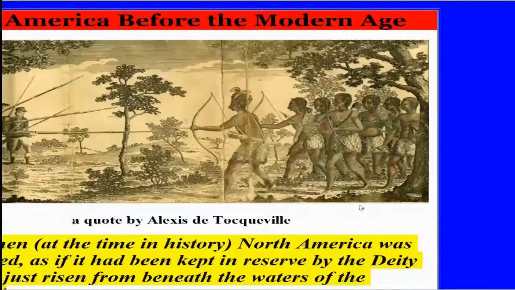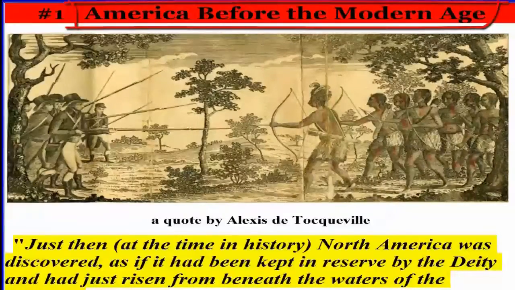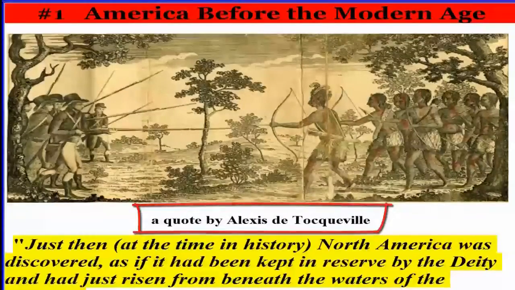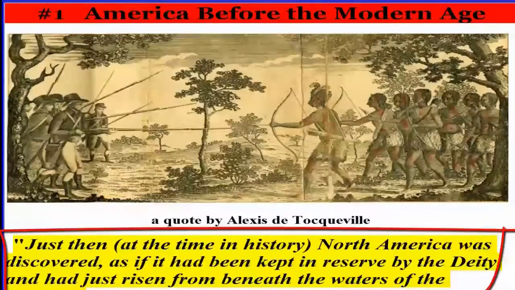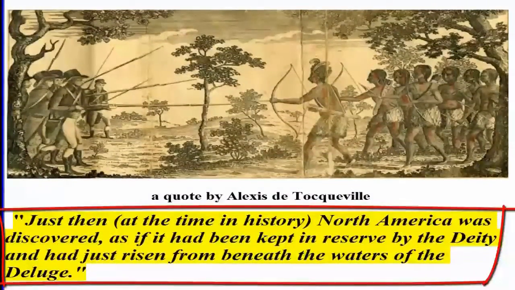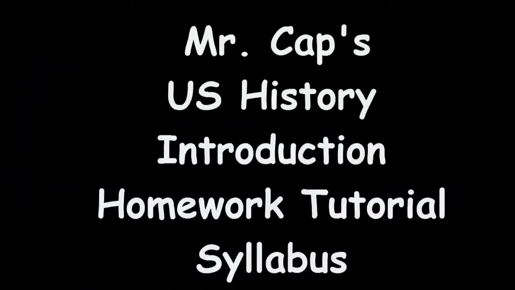This one here is called America Before the Modern Age. And if you'll click right here, you'll actually see America Before the Modern Age. Now I've got each one numbered. This one's lesson number 1, America Before the Modern Age. And what I want to focus on is this first quote by Alexis de Tocqueville. He said, "Just then, at that time in history, North America was discovered as if it had been kept in reserve by the deity and had risen from beneath the waters of the deluge."